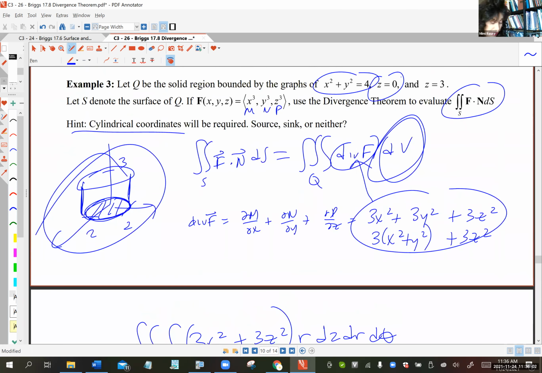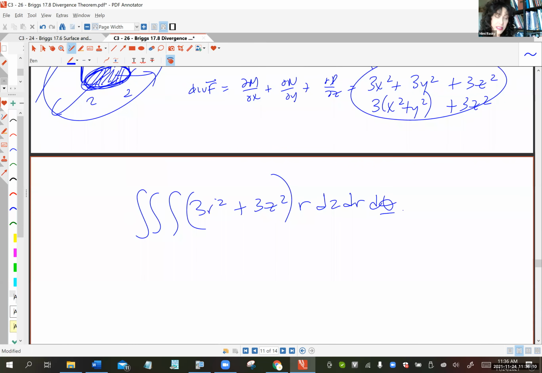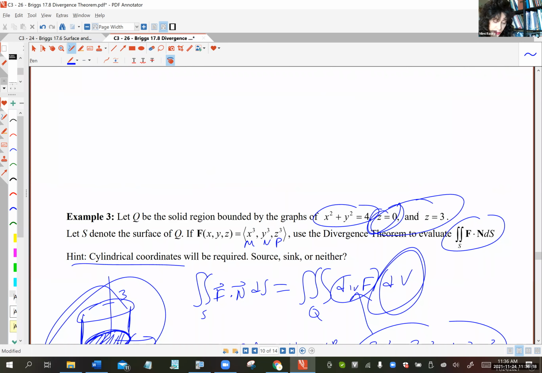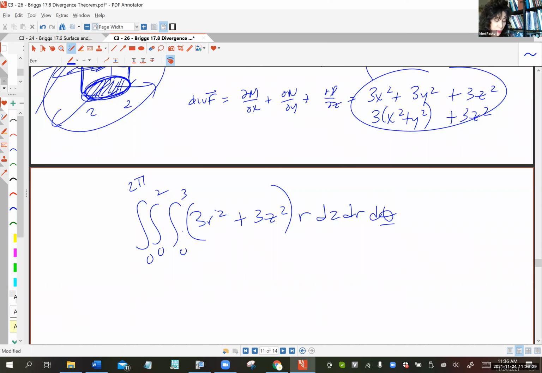And the base of the solid, which is just a circle centered at the origin of radius 2, tells us it's pretty easy to start putting limits. Theta is 0 to 2 pi, r goes from 0 to 2. And they told us the limits of z. They said z is 0 up to 3. The top is just a horizontal plane, z equals 3. So z is constants.